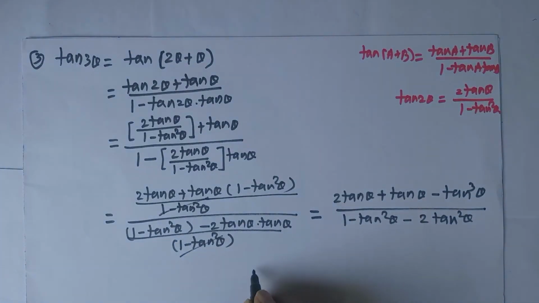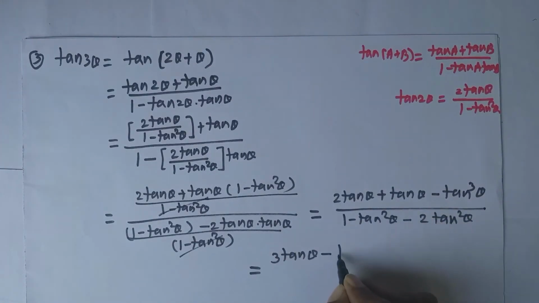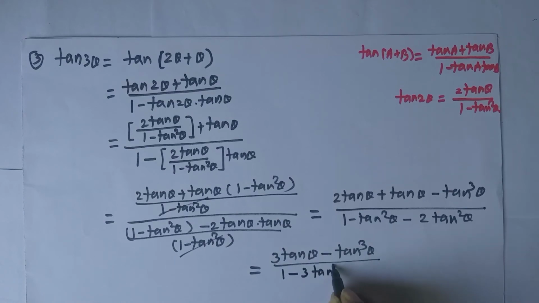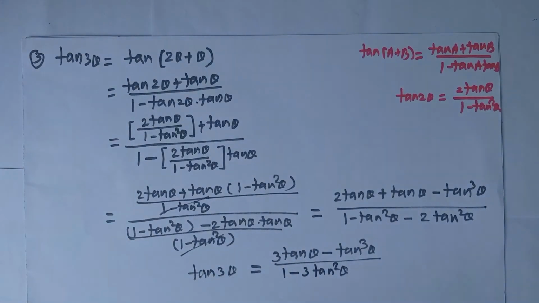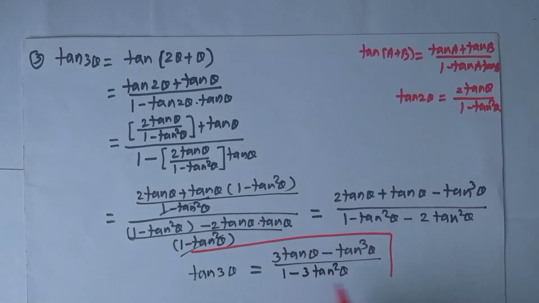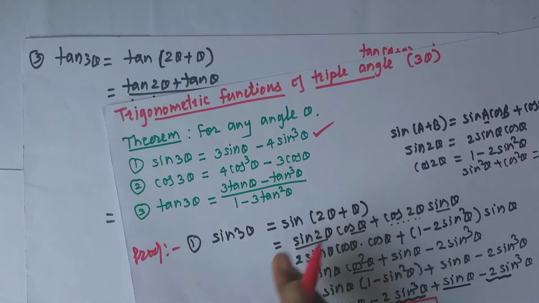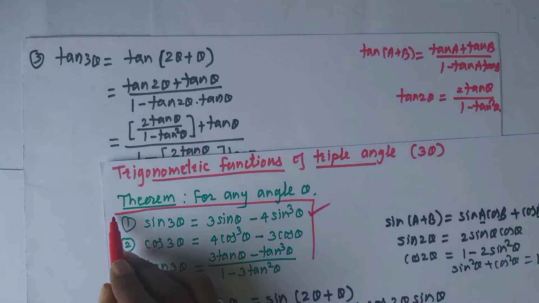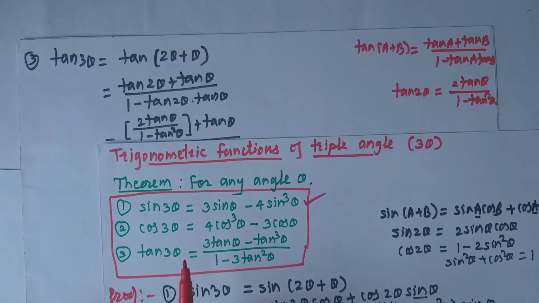And after simplification, what is this? This is 2 plus 1, that is 3 tan theta minus tan cube theta, divided by 1 minus 1 and this minus 2, that is minus 3 tan square theta. And what is this? This is nothing but tan 3 theta. In this way we have got the formula for tan 3 theta, which we have to prove. See, we have to prove this and we have got it. Okay. In this way, all these three we have to remember as a formula.